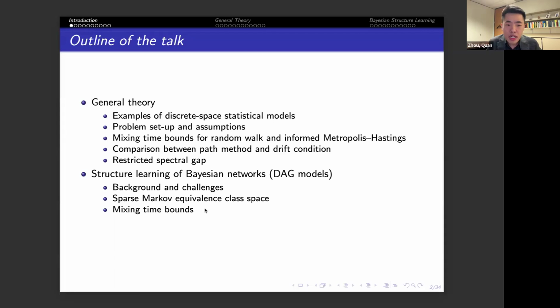I will begin my talk by setting up the background, giving you some examples of discrete space statistical models, which will motivate the general framework I'm going to use. Then I will show you the general theoretical results we have, and some possible extensions. And when we move on to structural learning, I will show you how we can apply the general theory to this particular statistical problem.